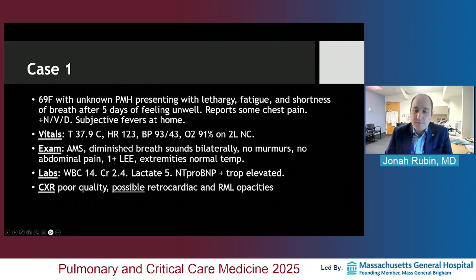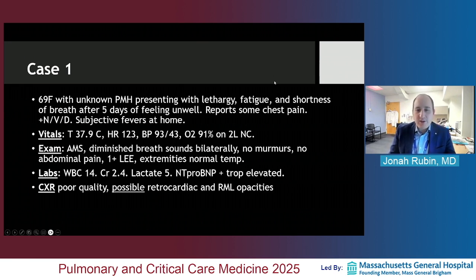And we don't know if that's a baseline oxygen requirement, even though she's not on oxygen at home that she was aware of. She's altered, has diminished breath sounds bilaterally, no murmurs, no abdominal pain, a little lower extremity edema. She feels warm to the extremities, has a little leukocytosis, an elevated creatinine that you don't know if it's acute or chronic, a little bit of a lactate, NT-proBNP, a troponin, and the X-ray is pretty poor quality, but maybe there's a retrocardiac opacity, maybe there's right middle lobe opacification.